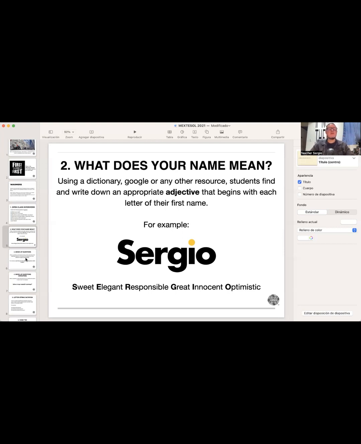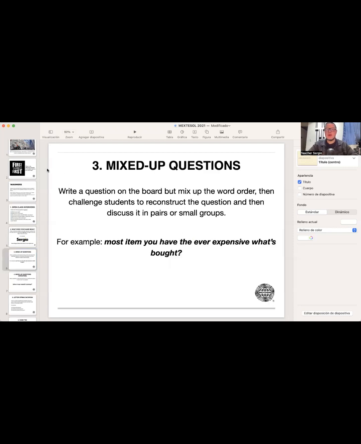Sure thing. Now, my friend, let us go with activity number 3. And this is something that we call the mixed up questions. And the idea here is that you are going to write a question on the board, but you will mix up the order. And then you will ask students to reconstruct the question and then discuss it in pairs or small groups.